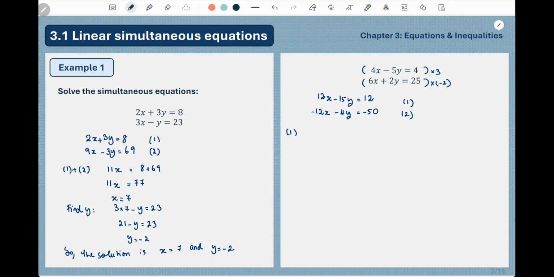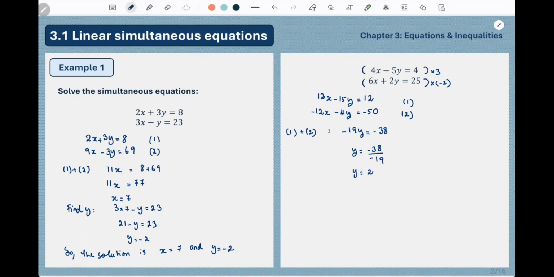So 1 plus 2, it'll give us, these will be eliminated, minus 15y minus 4y will give us minus 19y. 12 minus 50 is minus 38. You can see it, easy and simple. And then minus 38 over minus 19 is y equal to 2.